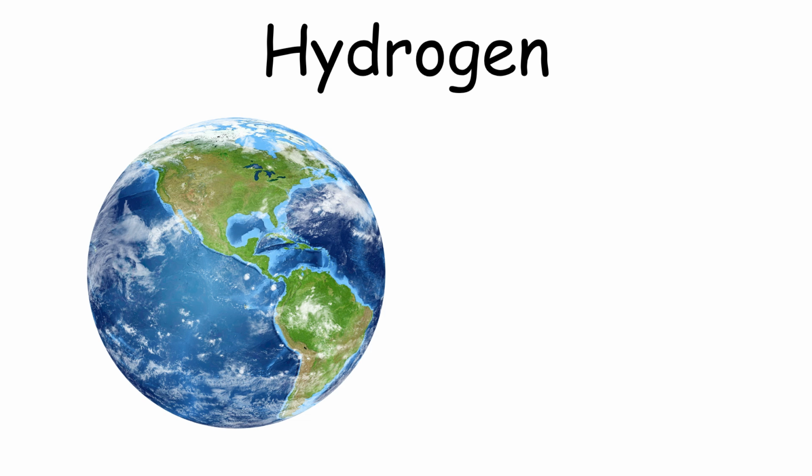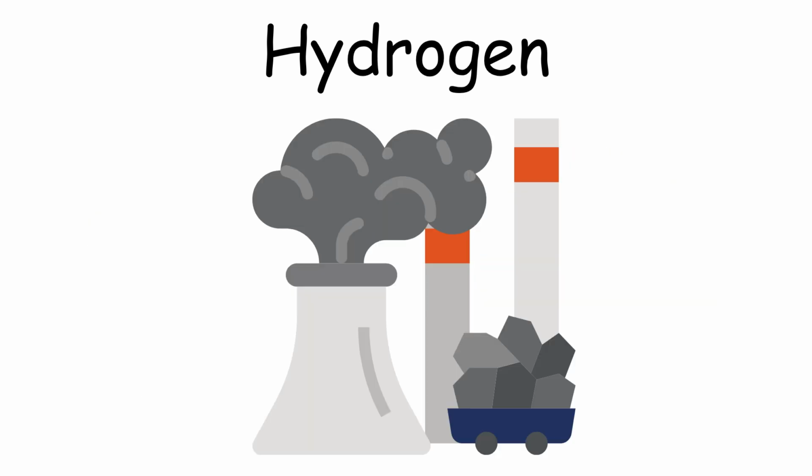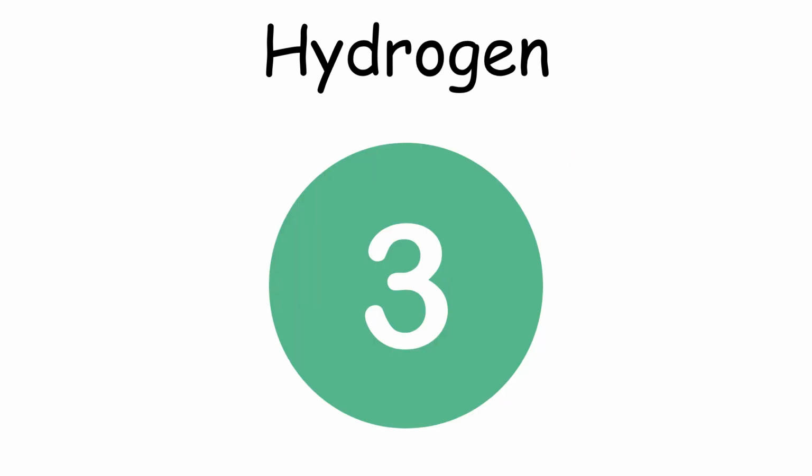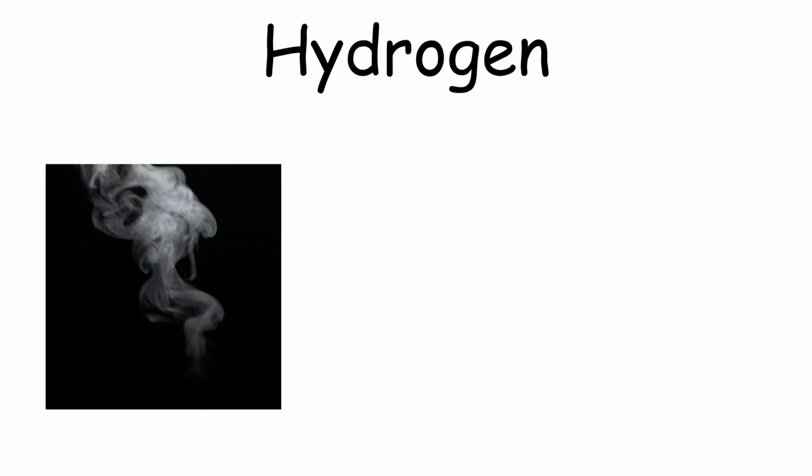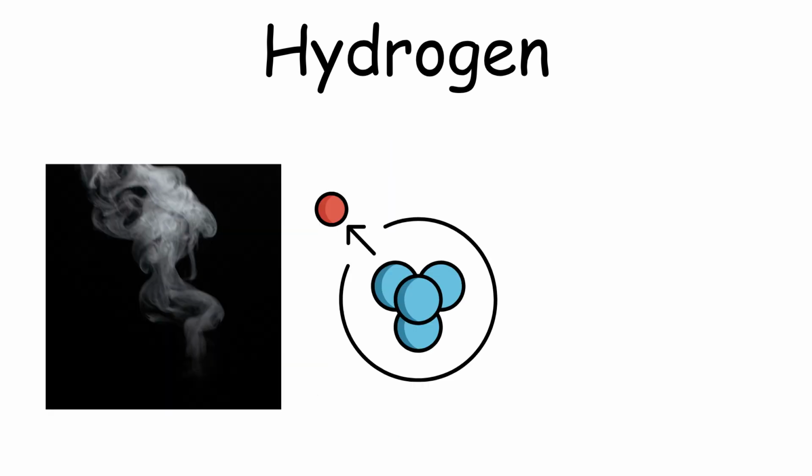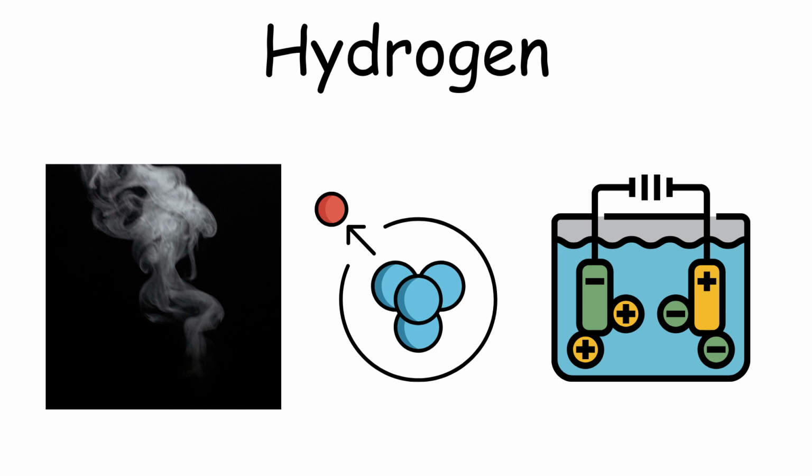Nearly all of the world's current supply of this gas comes from fossil fuels, and the three main methods for producing hydrogen gas are steam reforming, partial oxidation of hydrocarbons, and water electrolysis.